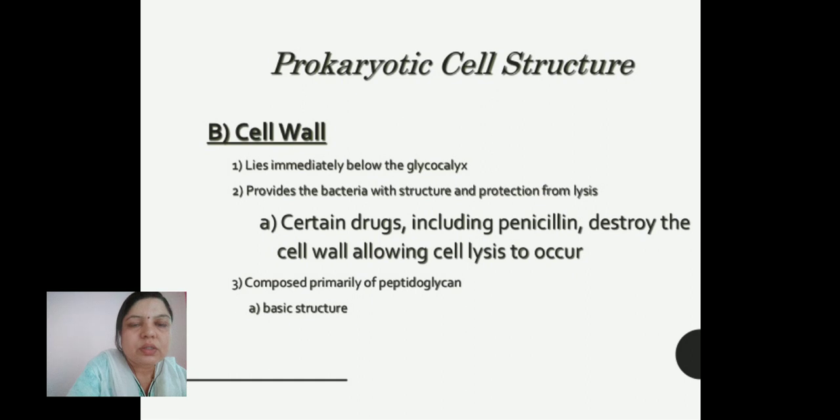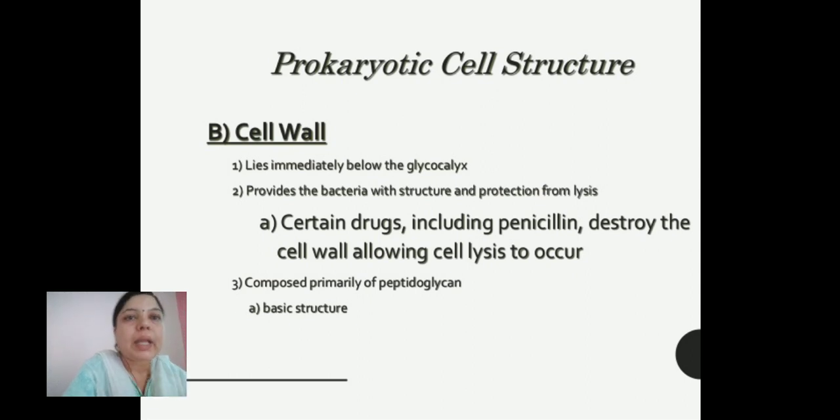Certain drugs, certain antibiotics like penicillin, can destroy the cell wall very easily, and because of cell lysis, the cell can die. For that reason, penicillin is bactericidal in action. The cell wall is composed primarily of the peptidoglycan layer. The basic structure of the cell wall consists of the peptidoglycan layer.